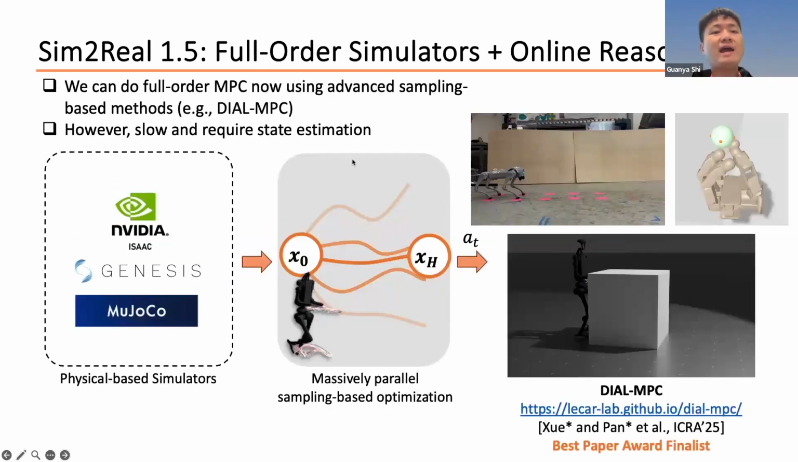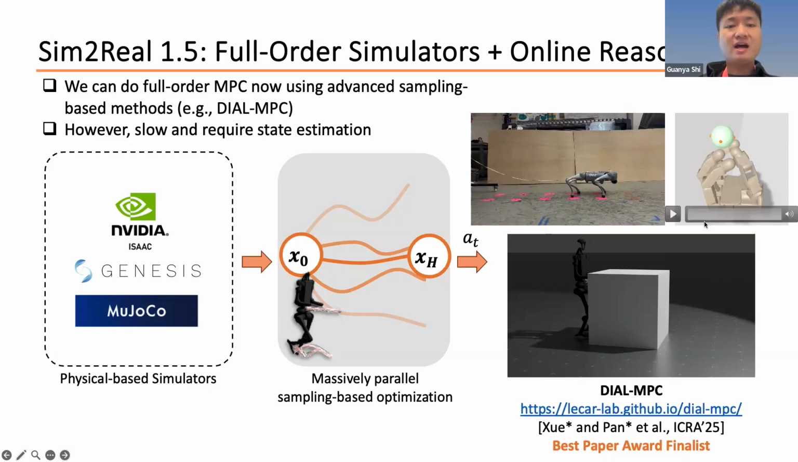Right now we can actually use full order simulators, not just reduced order models. We can solve full order MPC using advanced sampling-based methods. This procedure is very similar. The only difference is we replace the analytic equation in the previous slides with a simulator. You can use Isaac, NVIDIA Isaac, or Genesis or MuJoCo, whichever you like. Then we do massively parallel sampling-based optimization to sample which trajectories give you good performance, and then I deploy the action in the real world. I can show you some interesting performance, like here, the quadruped jumping.